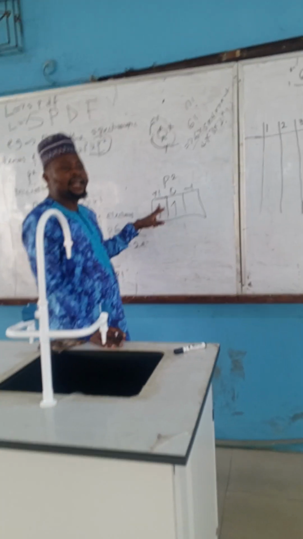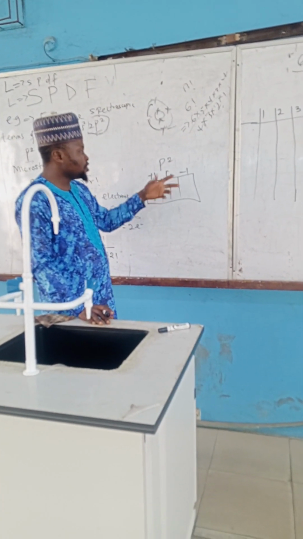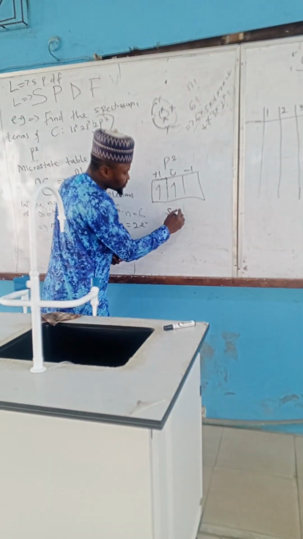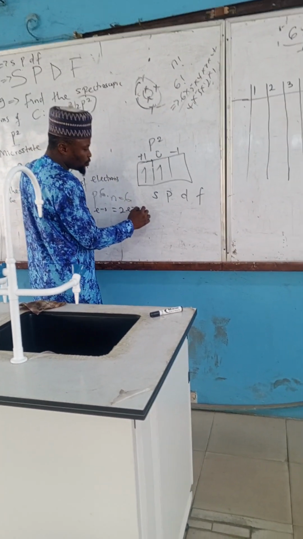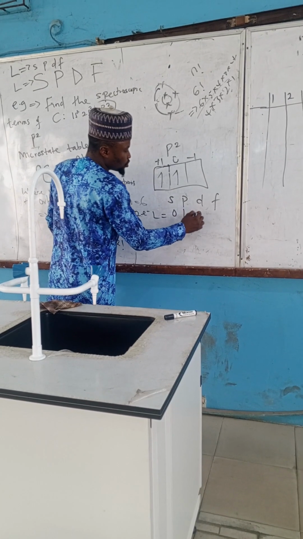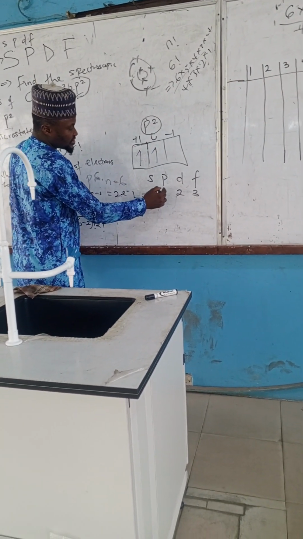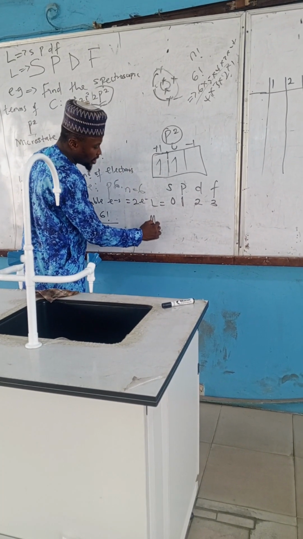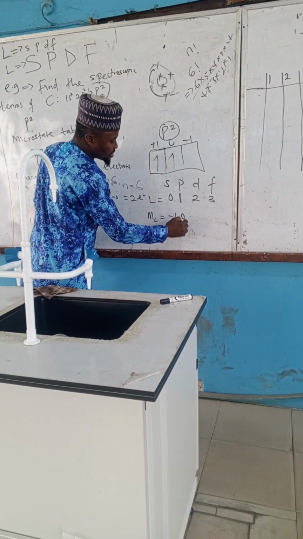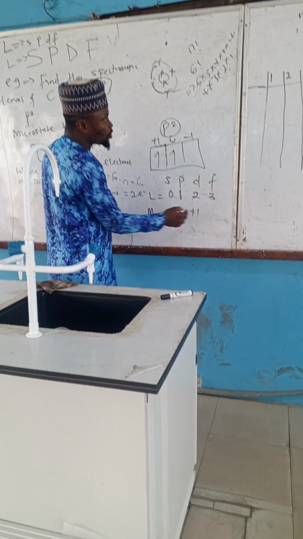Since these houses or rooms are labeled, this is a p orbital. S, P, D, F. The L value is 0, 1, 2, 3. Therefore, the L value for p is 1. Therefore, ML is -1, 0, +1.